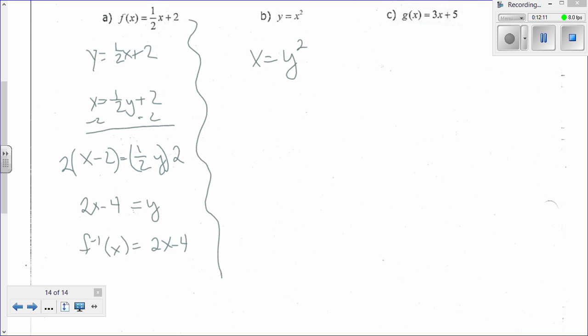Now I need to get rid of the y squared, so I take the square root of both sides. So I will have plus or minus square root of x equals y. When you're solving for a squared, you have to do both plus and minus, so that's why I had to put the plus and minus there. And then I just need to rewrite it in my function notation. So f inverse of x equals plus or minus square root of x.